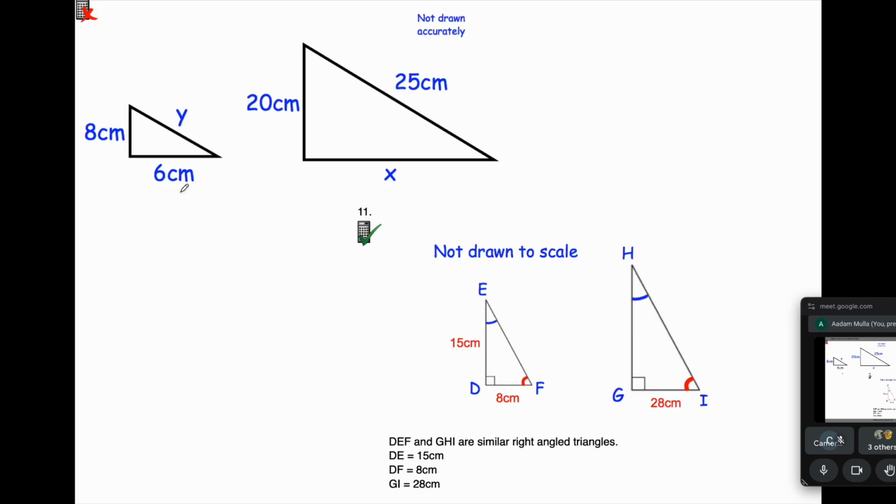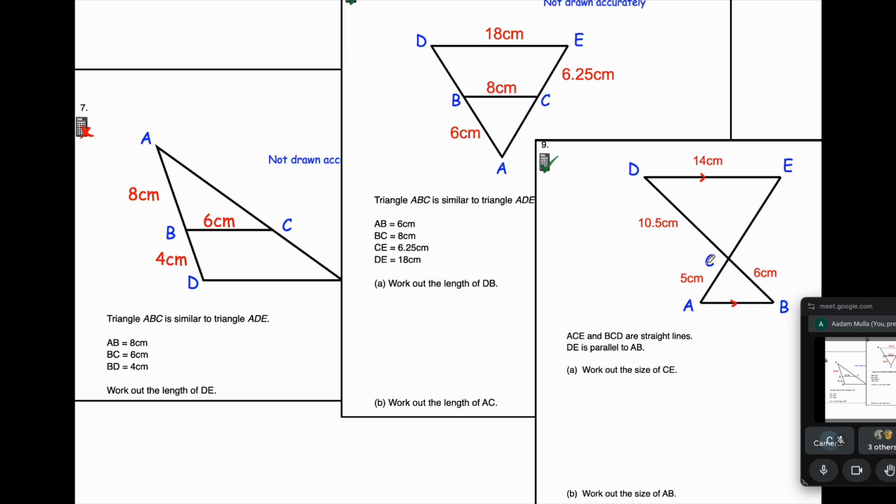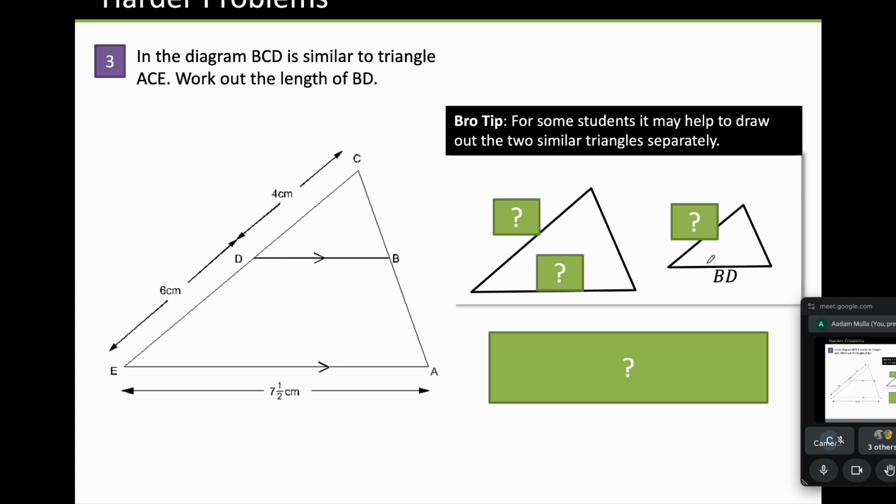I won't go through these, but if you want to, I'm going to put this PowerPoint in the folder so you can have a look. This one is going to test your knowledge on Pythagoras, so it would be a good question for you to try. I'm going to look at this question now. I'll go through it and then you can try one.